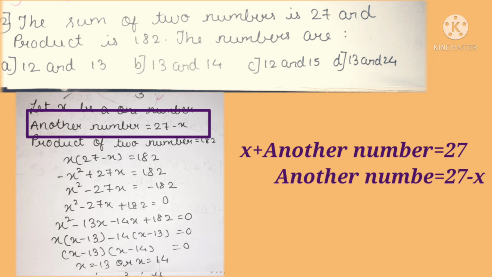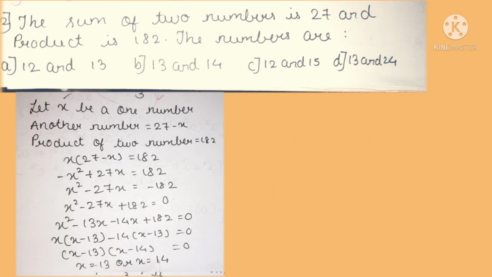Yes, so one number we have already taken as x, so the other number will be 27 minus x, and according to the second condition they have given us, the product will be 182. So the first number multiplied with the second number is equal to 182. So x into 27 minus x is equal to 182. Multiply the x on the LHS as it's common. So we will get a quadratic equation, as we have seen, x square minus 27x plus 182.